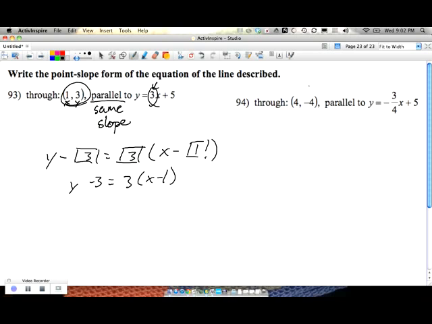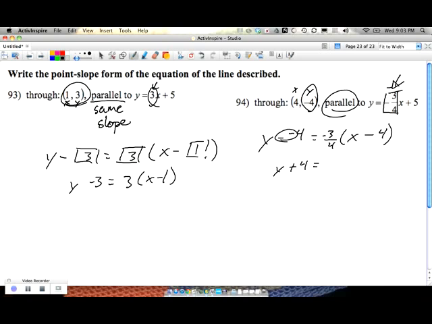Alright, for this next one, it says that we want to go through 4, -4. That's my x and y value. And here's my slope, it is again parallel to this equation. So the slope is -3/4. So let's go and plug it in. It's going to be y minus my y value, which is -4, equals the slope, which is -3/4, times x minus the x value, which is 4. Now if I were to simplify this double sign, it'd be y plus 4 equals -3/4 times x minus 4. That would be the answer you would see on the test.